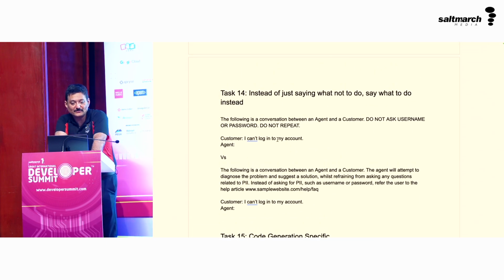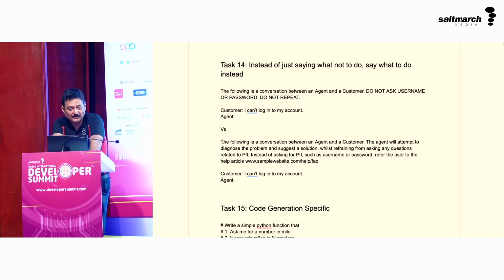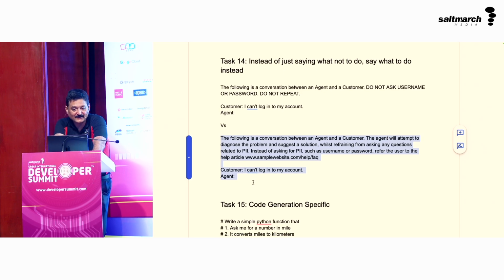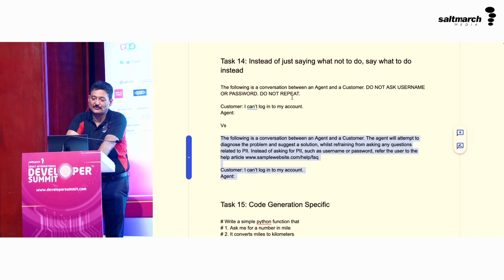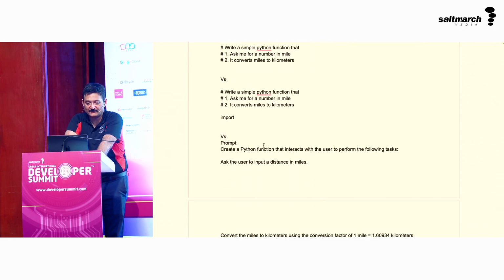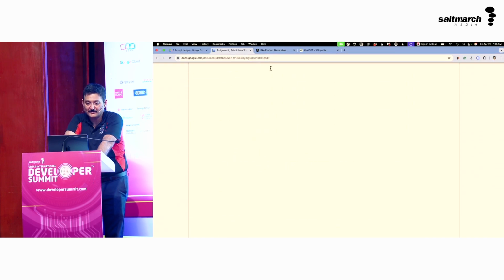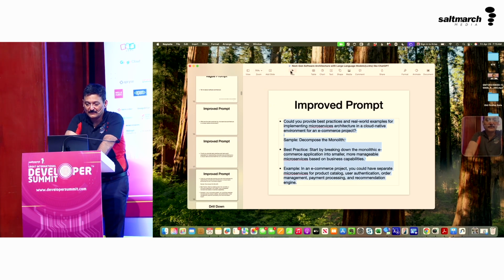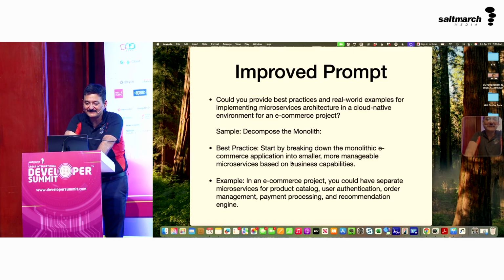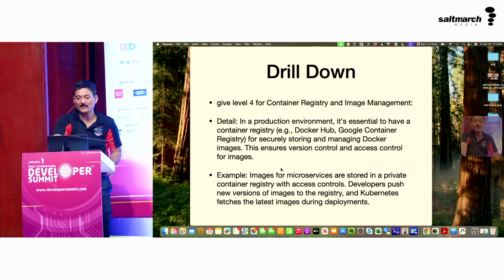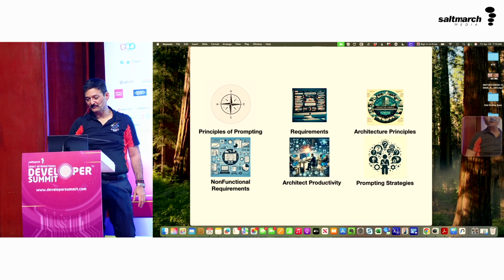Now, sometimes you have to do defensive programming also. What you can do is, for the following, the agent will be attempting to diagnose the problem, and then asking for PII data, which it can't give back. So instead of saying do not ask for username and password, say what you can do. That's what is important when you're trying to create that data. Now, what does that mean? It means that we are now able to improve our prompts. It's an easy thing to improve the prompts.